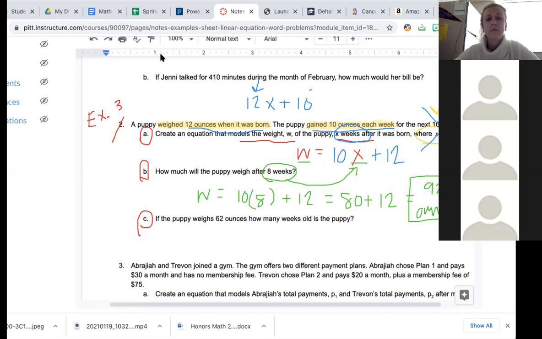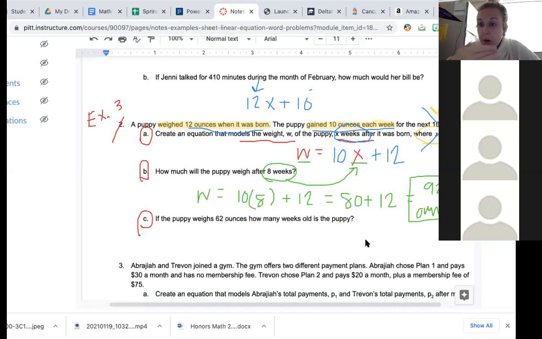That's a lot. It's like a Great Dane. Wait. Maybe. It's a big puppy. All right, 92 ounces.